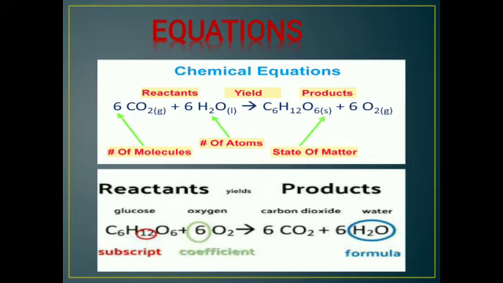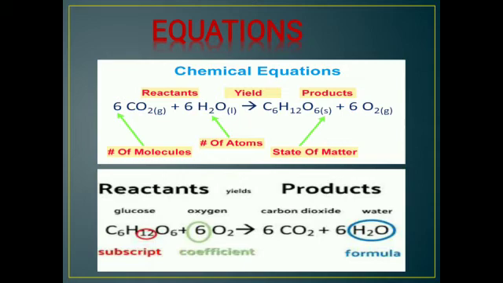When glucose reacts with oxygen, carbon dioxide and water are formed. In this equation, glucose and oxygen are reactants and carbon dioxide and water are products. What is a reactant? Substances which are present before the chemical reaction. And what is a product? Substances that result from the chemical reaction. And this equation shows the coefficient and subscript. See the coefficient and subscript. Have you got it?